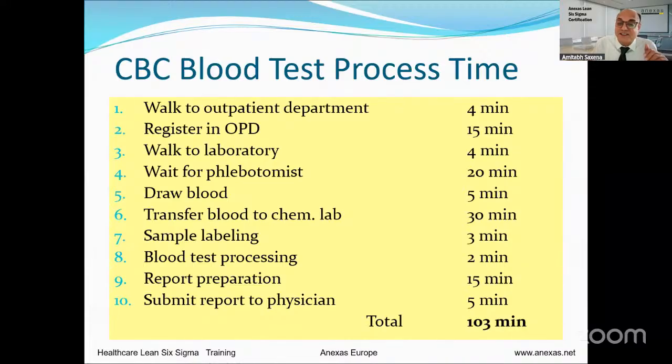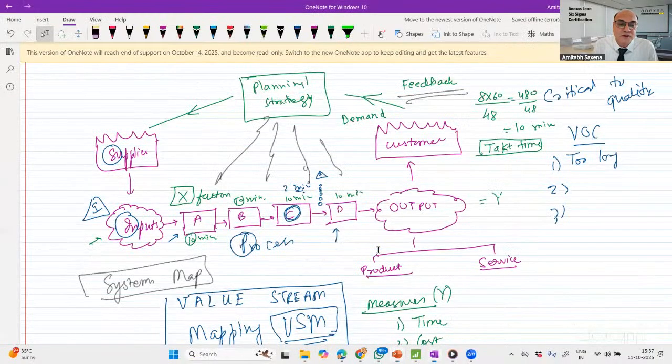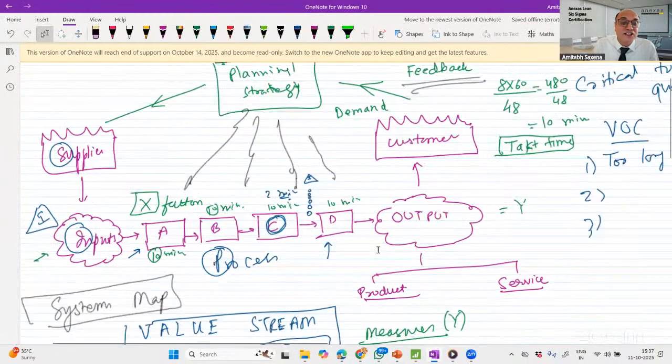Only value added, we call it value added. Identify the non-value added and value added. Non-value added is a waste, and value added is a value added step. You are trying to produce value. You remember that value stream mapping? I'll come back to this. Those who joined early, they know that. This is known as the value stream map.